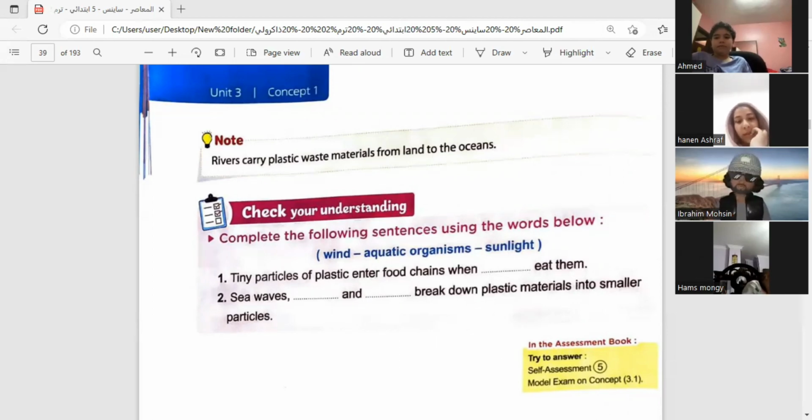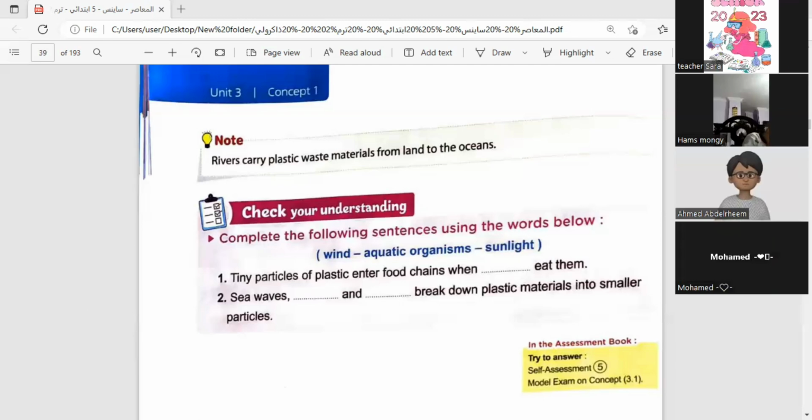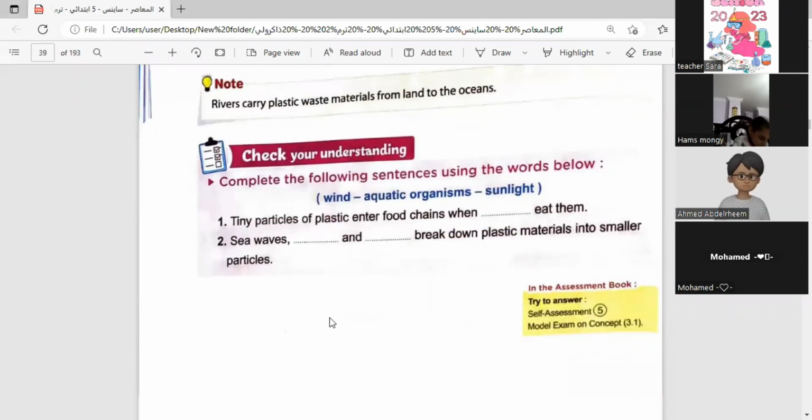Number 2. Sea waves, blank, break down plastic materials into smaller particles. Ahmed Abdurrahman, can you answer? Sea waves, wind and sunlight break down plastic. Yes, wind and sunlight.